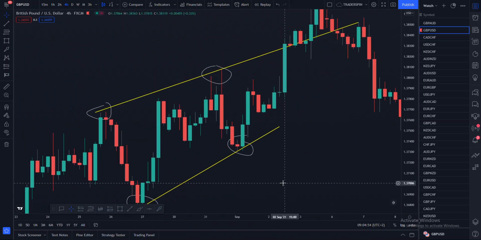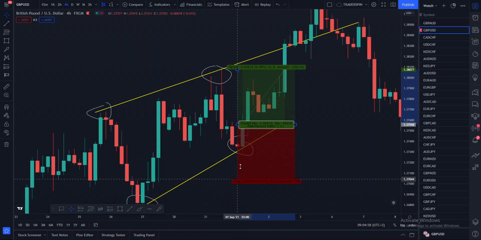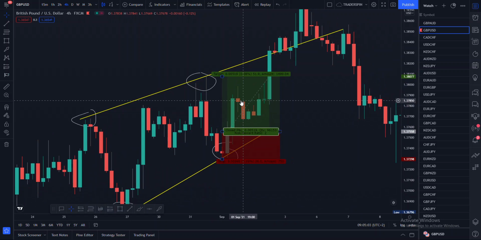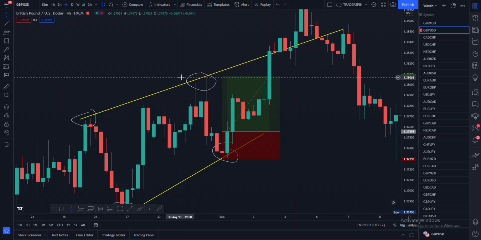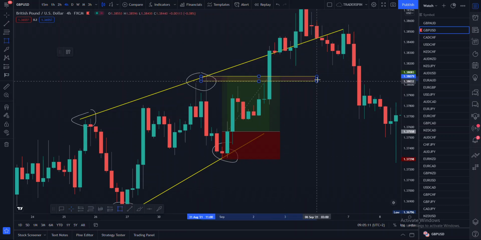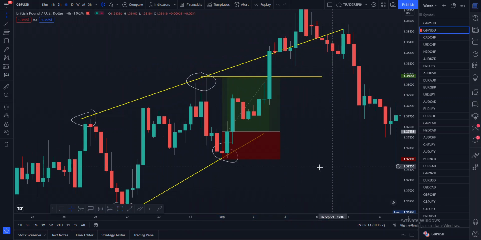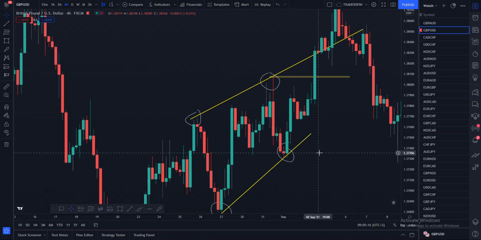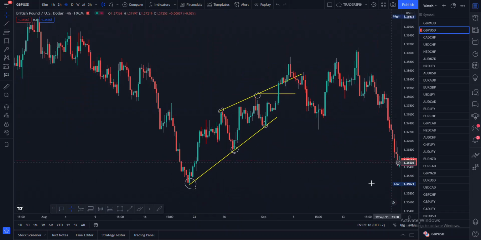And then you enter here, and then you put your stop loss where? There. Okay. And then you would have gotten it, you would have taken at least the 1:2 risk to reward ratio, because you would have taken your profits at this high. Okay, beautiful.